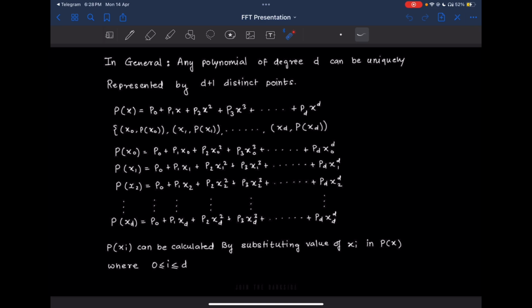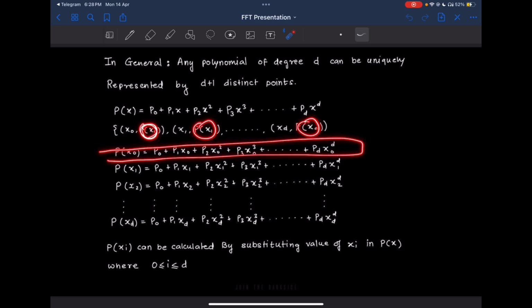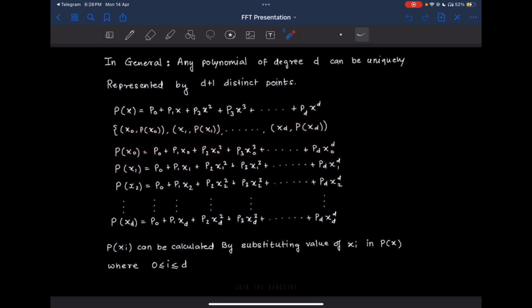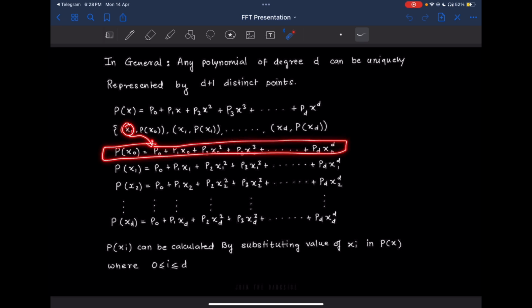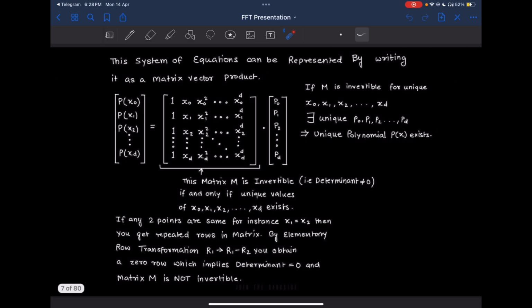Now, what I'll do is represent the y coordinate of every point in terms of this polynomial expression, where I'm substituting the x naught value into the polynomial expression to get the y value. Now, this system of equations can be represented by a matrix product like this, a matrix dot product of sorts, right?